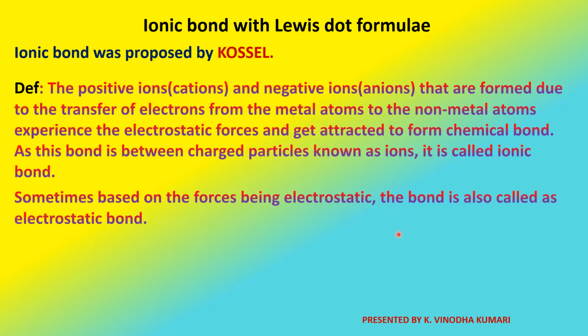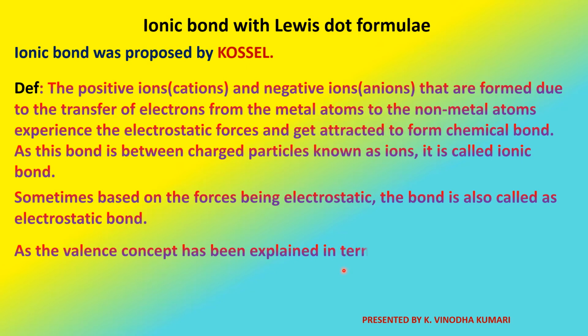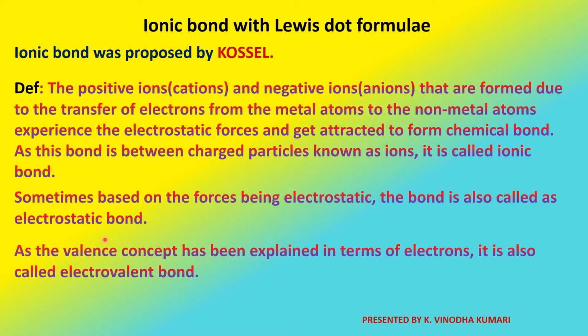And because you are taking the valence concept, that is the electrons present in the outermost shell, this valence concept is explained in terms of the electrons. It is also called an electrovalent bond. So you can say an ionic bond, or electrovalent bond, or electrostatic bond. Now we'll go through some of the examples which have an ionic bond.